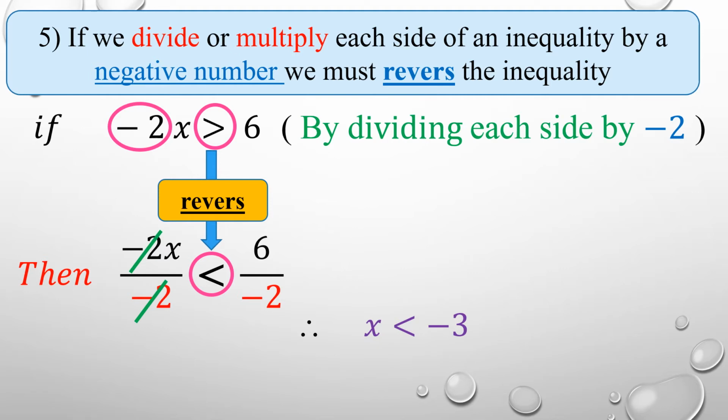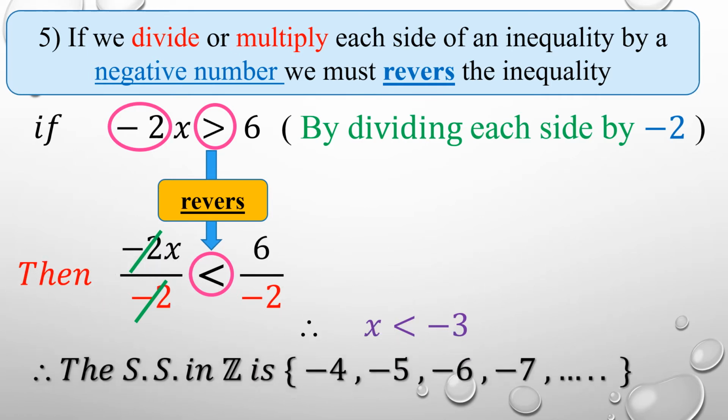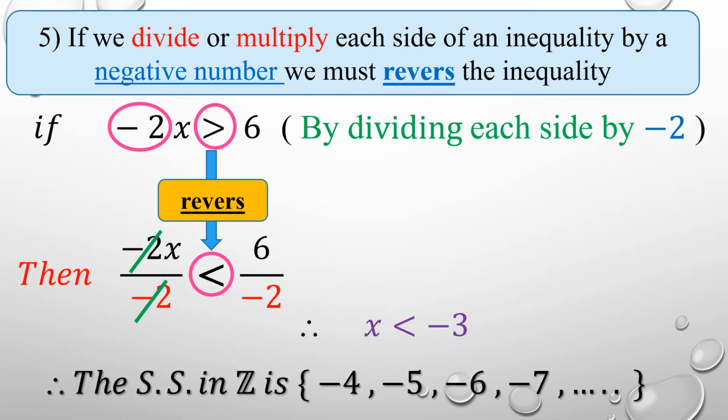And the solution set is all the integers which are less than negative 3. The solution set in Z will be negative 4, negative 5, negative 6, and so on. It's also an infinite set.